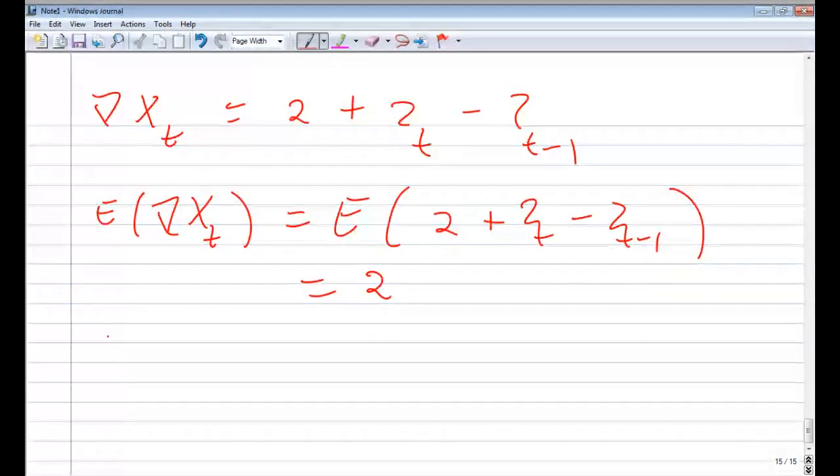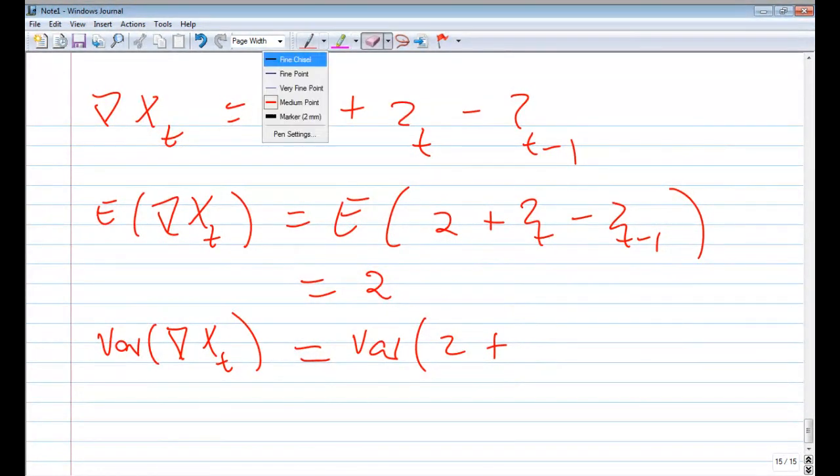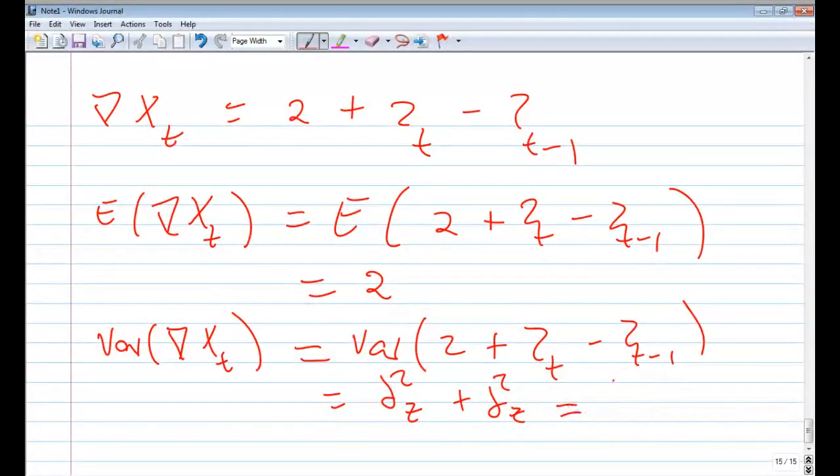So you continue to the what? To the next one, the variance. I'm very fast now because the time is up. Var of 2 plus zt minus zt minus 1. And the answer here, the variance of the constant is 0, you know that. And the variance of zt is sigma squared z. And the variance of zt minus 1 again is sigma squared z. So here you're going to have sigma squared z plus sigma squared z. And the answer is what? 2 sigma squared z.